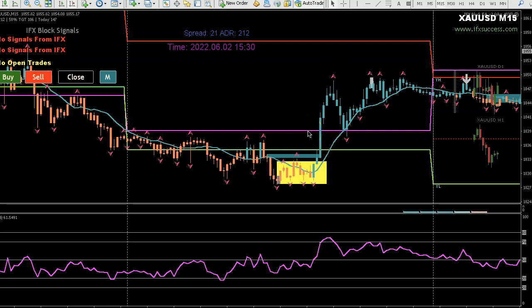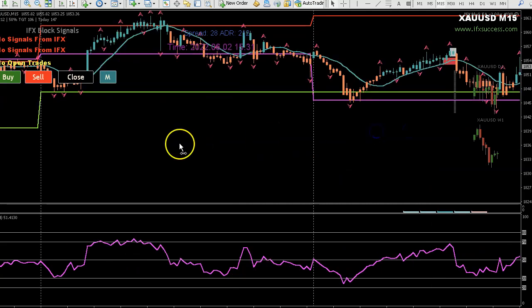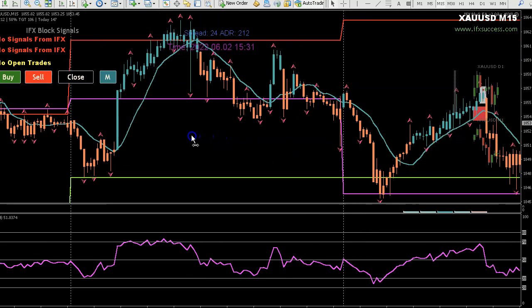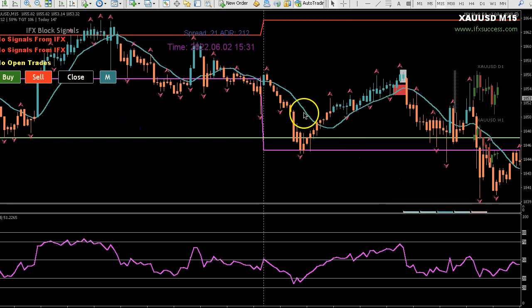So the first strategy is we're making sure that we are either close or way below yesterday's low to look for a buy entry, making sure that the RSI is above 50 on M15 and that we have broken a fractal. And then if I go backwards a little bit, I'm going to look for an entry or opportunities.